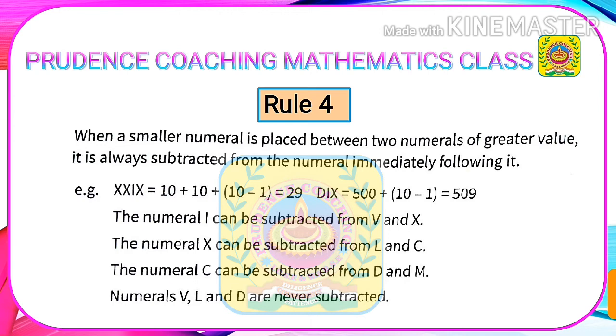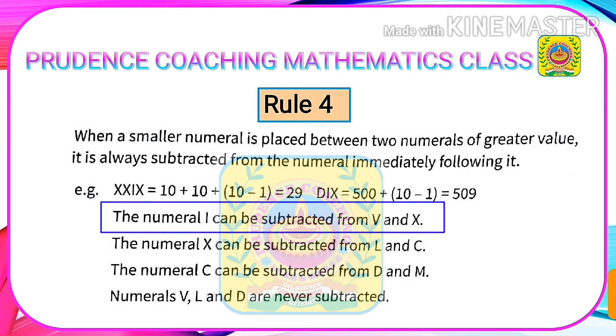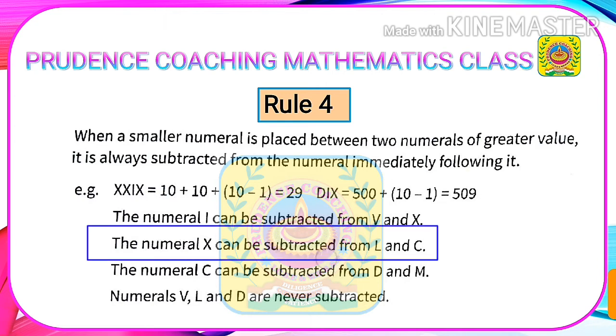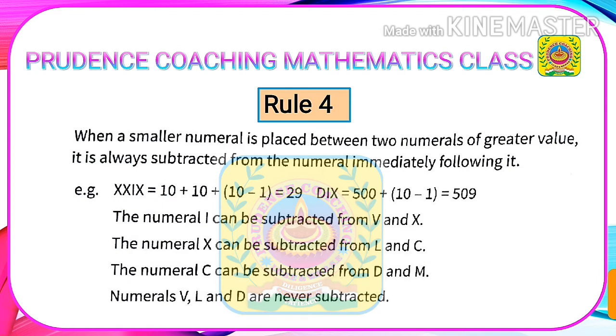And the things which you need to remember is the numeral I, that is 1, can be subtracted from 5 and 10. So we can subtract I from 5, that is V, and X, that is 10. The numeral X can be subtracted from L and C. So X can be subtracted from 50 and 100. That is, 10 can be subtracted from 50 and 100.